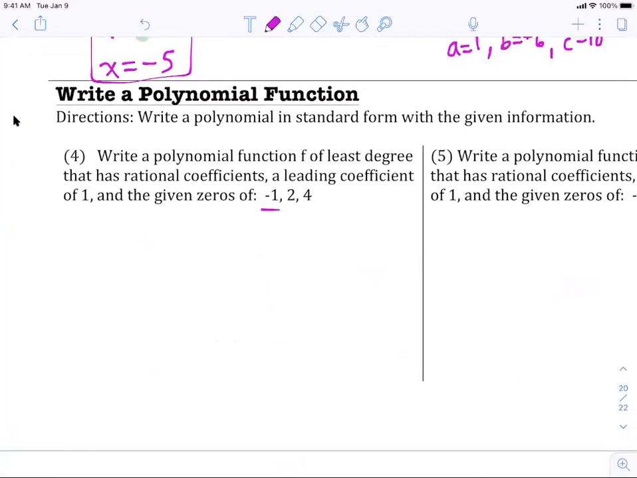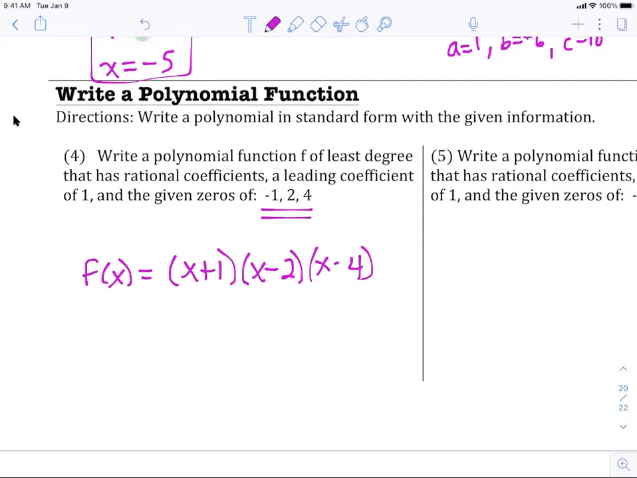So one thing that I know for a fact is if it has zeros of -1, 2, and 4, I already know what part of my polynomial is right now. I know that if -1 is a 0, that means x plus 1 had to be a factor. Basically, we're working backwards. If 2 is the 0, that means x minus 2 had to be a factor. And if 4 was a 0, that means x minus 4 was a factor. Now it says it has a leading coefficient of 1, which means obviously a 1 is going to go in front. And we are done for the day.